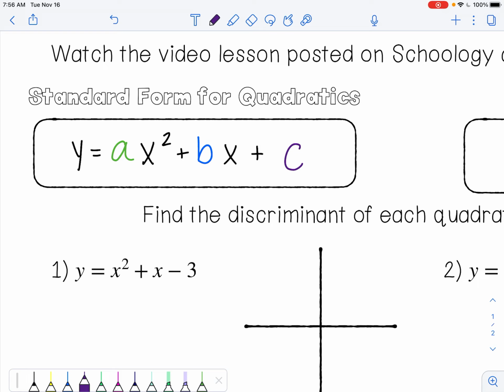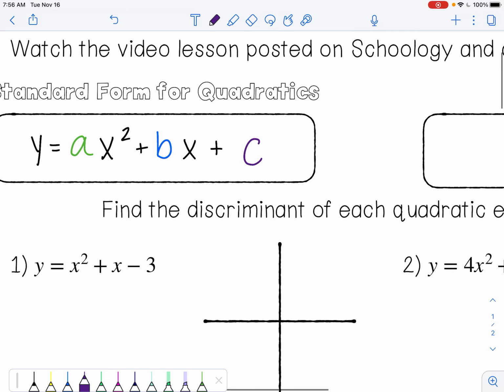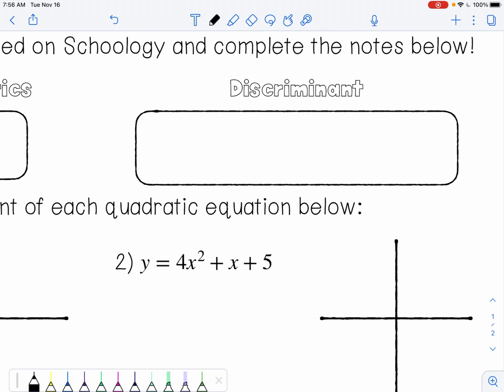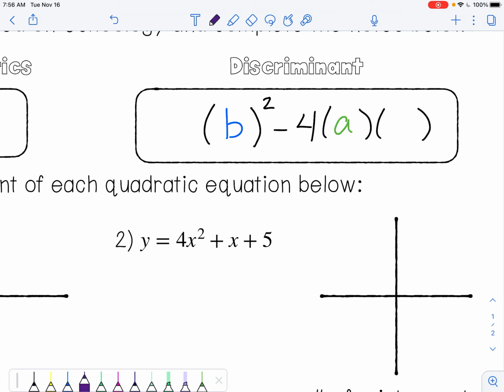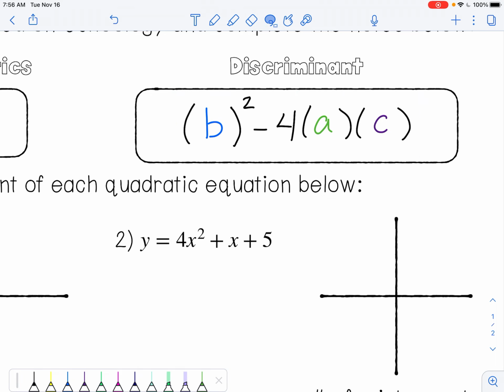You're going to see what that formula is today, and you're going to try and discover what it tells you. So our discriminant formula is very simple. Our discriminant is going to be the b value squared minus 4 times a times c. I'm just going to recenter this in my box. So b squared minus 4ac.